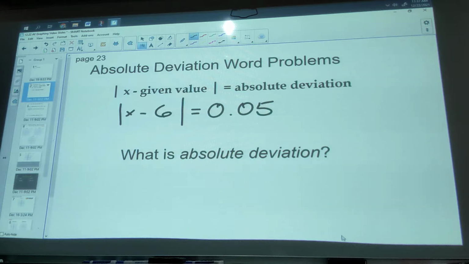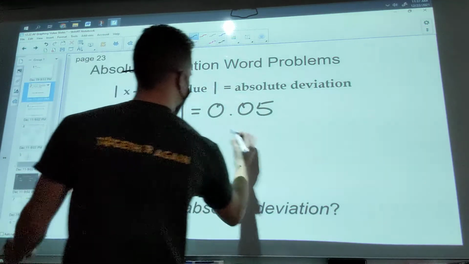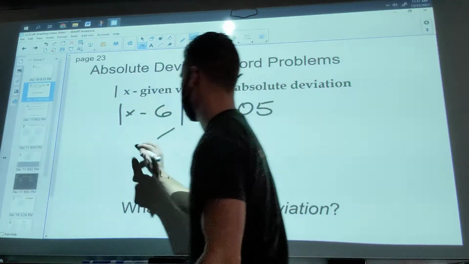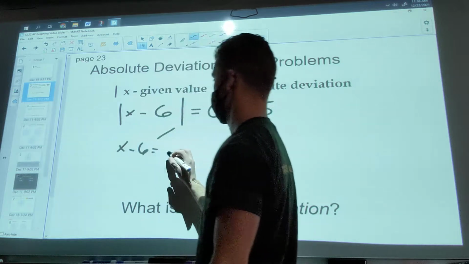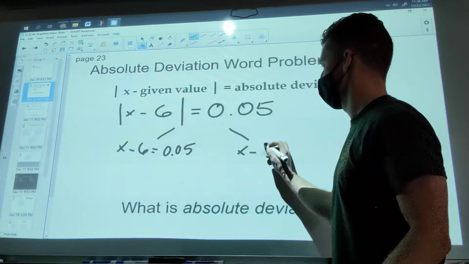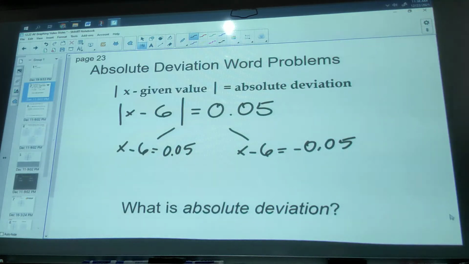What's the word? Bifurcate. We're going to bifurcate here, right? So let's go ahead and bifurcate. So we're saying what's inside the absolute value bars, x minus 6, could equal 0.05, or x minus 6 equals negative 0.05. And this is going to lead you to your two different solutions. Well, we'll talk about what that means in a second.